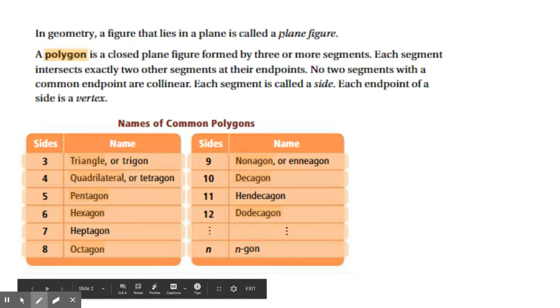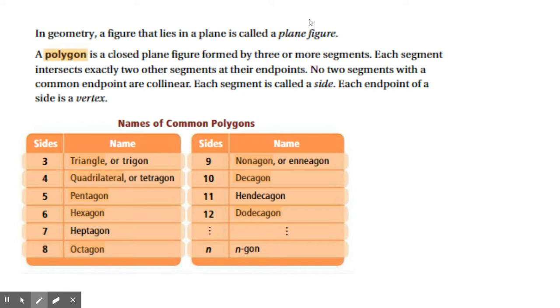Again, these are all called plane figures. They're all 2D figures, and a polygon is a closed figure formed by 3 or more segments. A polygon has to be closed, and it has to be created by segments. We're not including anything with curves, no circular objects here. You have these endpoints, called vertexes or vertices, where the sides meet, and your segments are the sides.